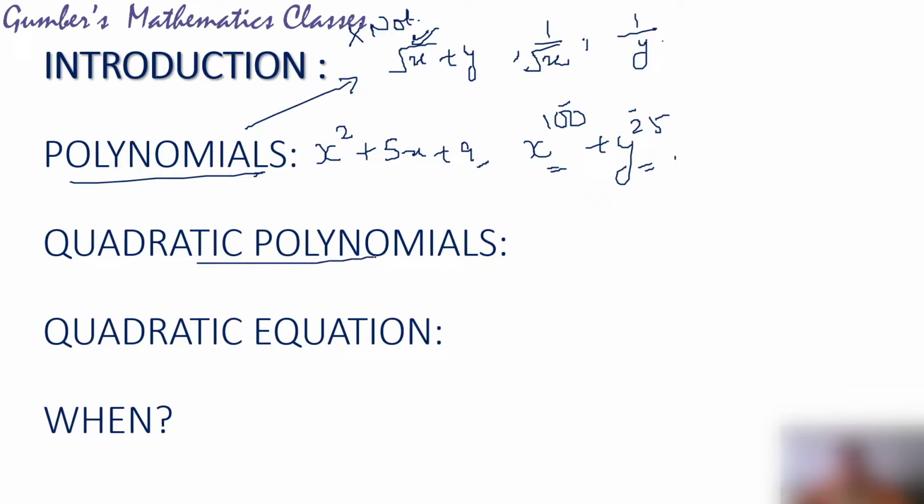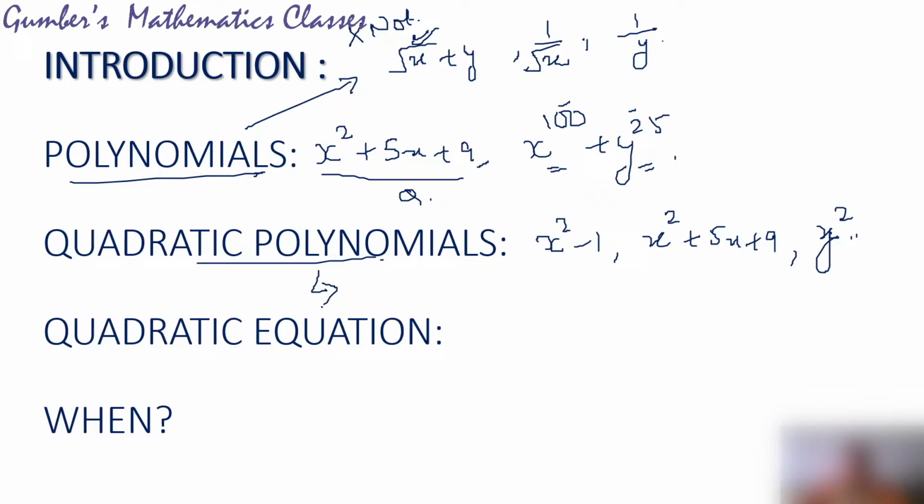Now quadratic polynomial. Quadratic polynomials are the polynomials in which the highest power of the variable is 2. As we consider, this is a quadratic polynomial. Let's consider a few more quadratic polynomials: x square minus 1, x square plus 5x plus 9, x square, or y square. These are the examples of quadratic polynomials.